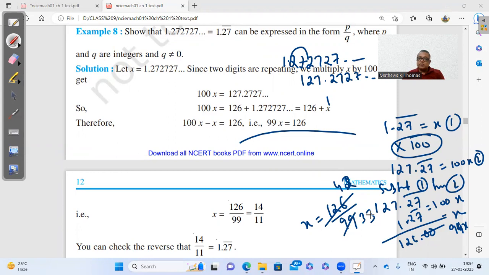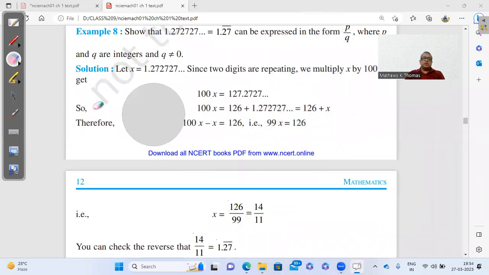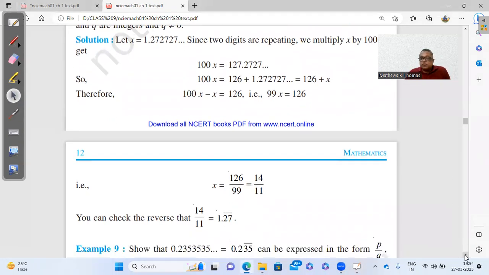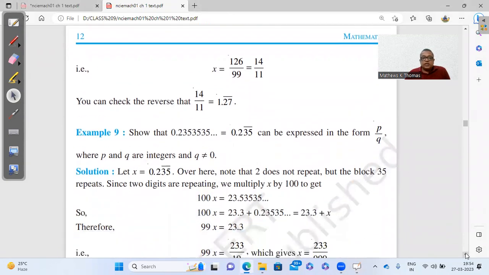I can cancel this by 3 again. So this is 14 and 11. So what am I going to get? I'm going to get the same answer, 14 upon 11. So this method is used when we are having numbers like 1.27 bar, 3.45 bar, etc. So this is an important question where we can convert the bar into a fraction.